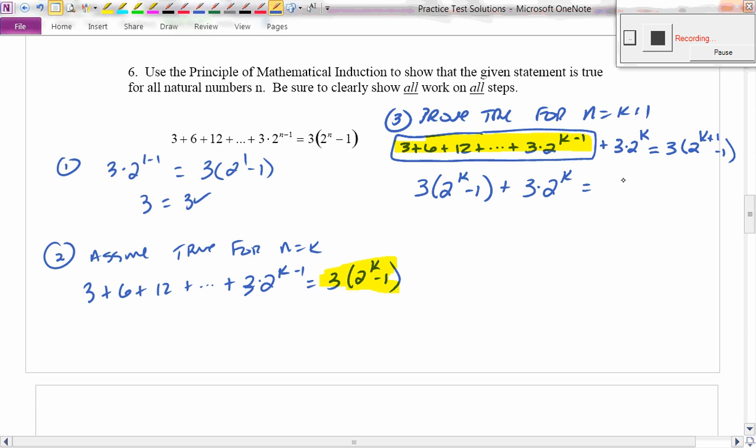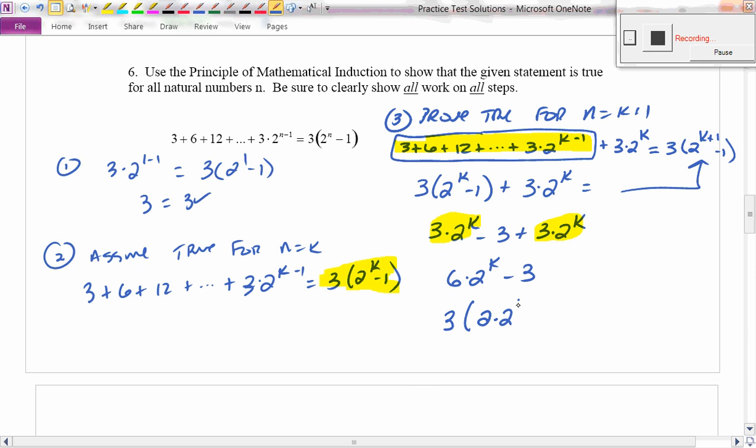On the other side equals, I'm going to leave this alone and not touch it. I don't want to touch the right-hand side. So distributing, I get 3 times 2 to the k minus 3 plus 3 times 2 to the k. Now these two terms right here are like terms. So that's 6 times 2 to the k and then a minus 3. Then I'm going to factor a 3 out of the whole piece here.